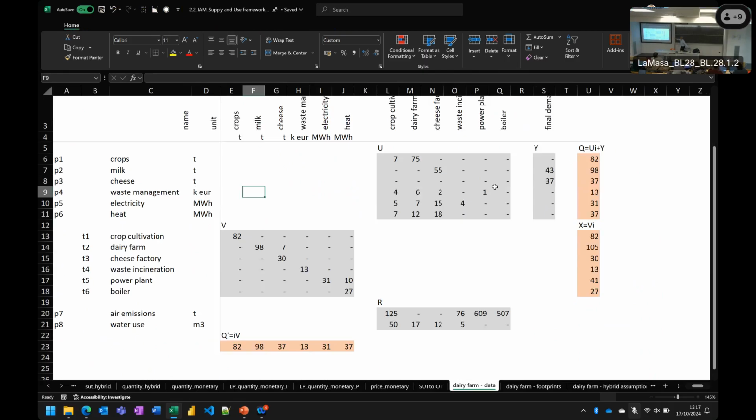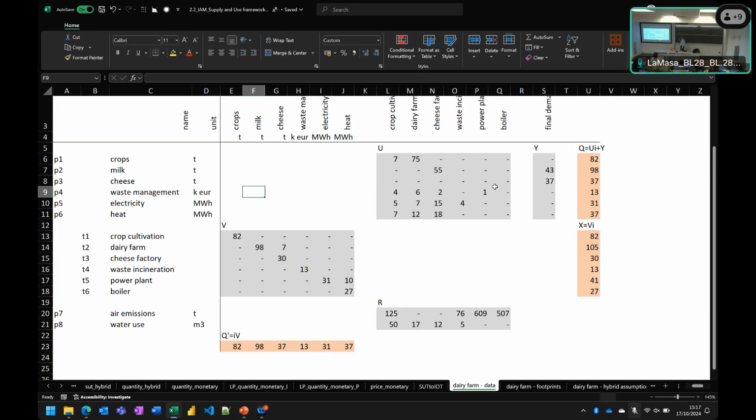Is the table well defined and balanced? So we have 82 tons here, and then we have 82, and we have 98, 98, 37, 13, 31, 37. So this table is supposed to work fine. We have the equality between demand and supply.